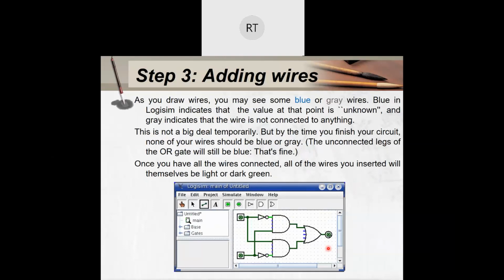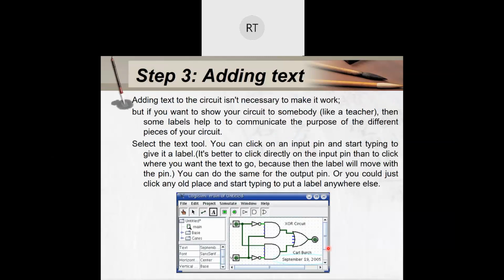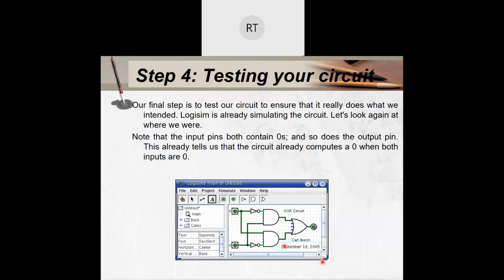As you draw wires, you may see some blue and gray wires. Now, what is the difference in the colors of wires that you are seeing? Okay, so you have to be careful with the wires because each color tells you a different thing. So notice. How do you test your circuit? I just told you. 0, 0 will give you an output of a 0, right? Now poke this here, it will give you 1, 0. Poke here, it will give you 1, 1. You got the idea? And you will see different outputs in every case. Every time you poke the input, you are going to have a different output.